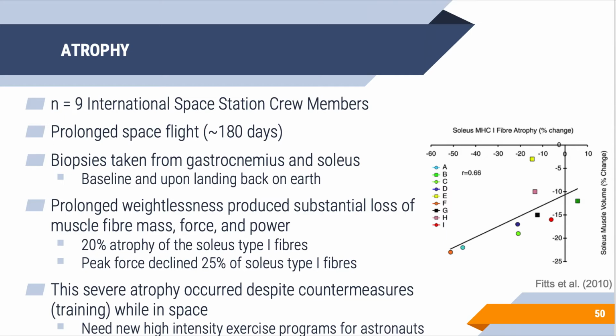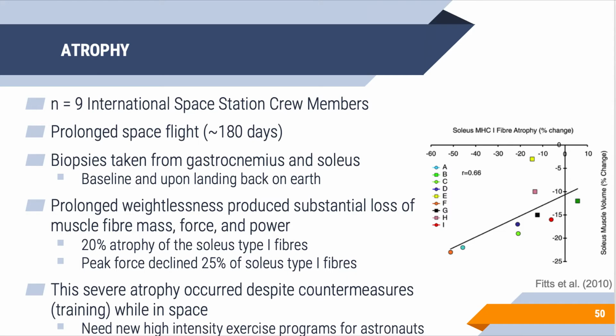What they did was they took biopsies at baseline and upon return back to Earth from the gastrocnemius and the soleus. And we know that exposure to outer space or space flight results in prolonged weightlessness, whereas walking on Earth, obviously we have gravitational forces acting upon us. So this prolonged weightlessness of spaceflight actually produced substantial losses in skeletal muscle fiber mass, force production, and power from those muscles. Interestingly, the greatest atrophy was seen in type 1 fibers, so a 20% atrophy of the soleus was seen, and peak force declined about 25% from that soleus as well.